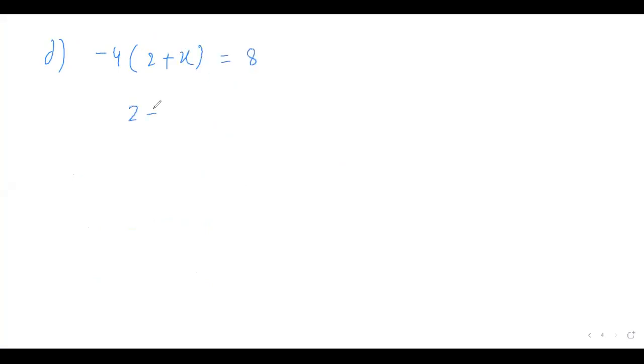So I will be sending minus 4 to the other side. It is in multiplication, so it will come in division. So 2 plus x is equal to minus 2, and x is equal to minus 2 minus 2. So x is equal to minus 4.